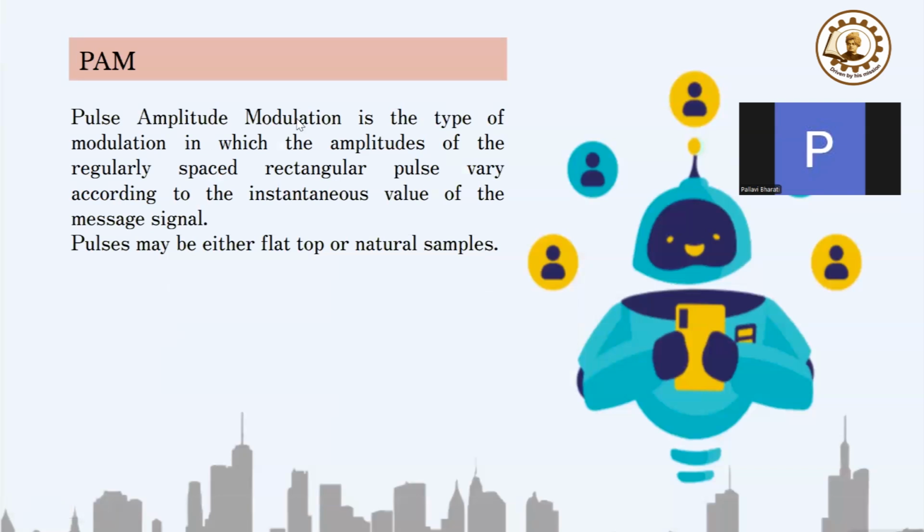Pulse amplitude modulation is the type of modulation in which the amplitude of regularly spaced rectangular pulses varies according to the instantaneous value of the message signal. Pulses may be either flat top or natural samples.